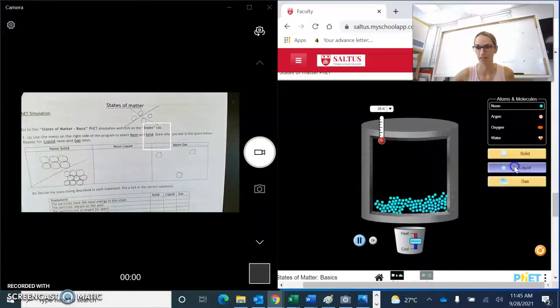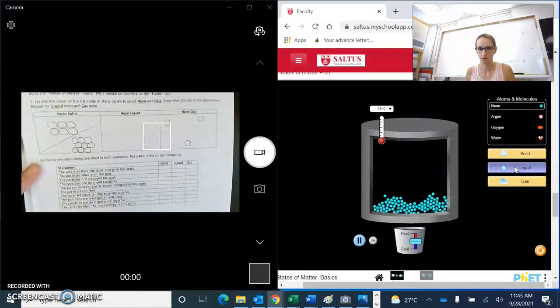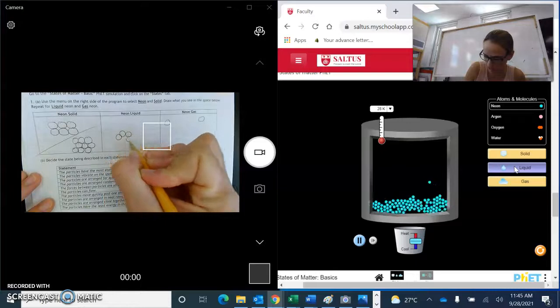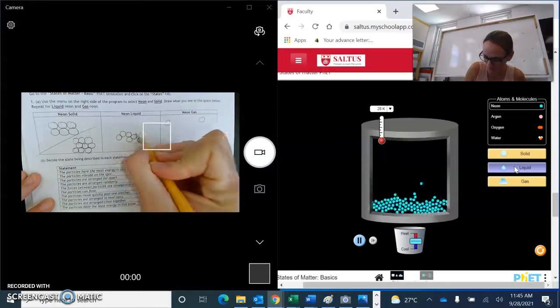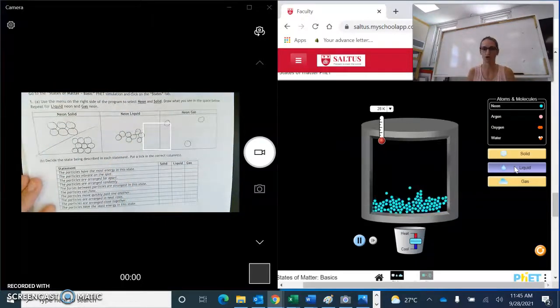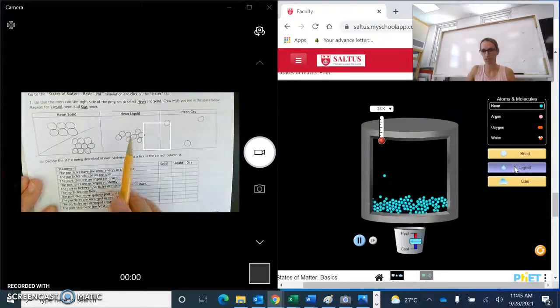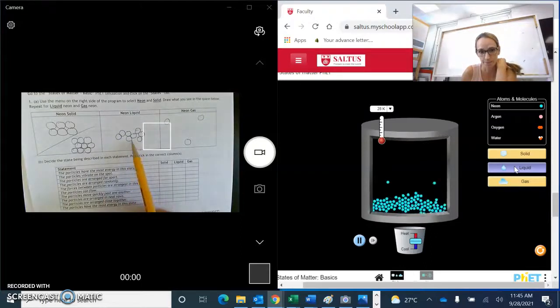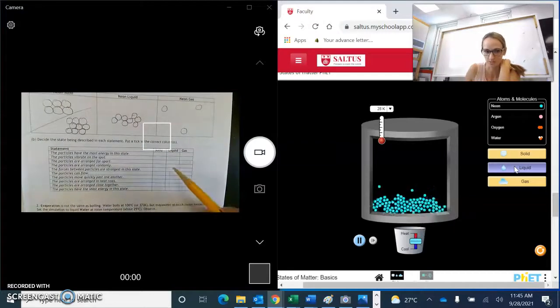It's its own thing. Liquid particles are still touching, just like they were in the solid. The difference is they're no longer in neat rows. So you need to be really cognizant that you're drawing them randomly. And I have some gaps, that's great, but they're all touching. That's important. If you're not touching, you're going to lose a mark. All right, let's go through these statements.